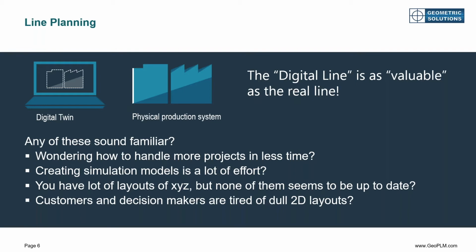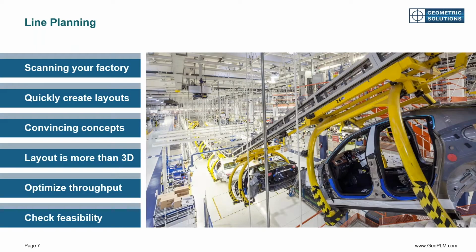If you have a lot of layouts in X, Y, and Z, but none of them seem up to date, that's a common problem. We need to make sure that all the different versions of the plant floor that we have are up to date, and that we have one single source of truth. And then we can do this in 3D, just as easy or even easier than it is in 2D. But if we need 2D, we're going to show you how we can make 2D drawings with a couple of button pushes. So with that, we're just going to talk about line planning.